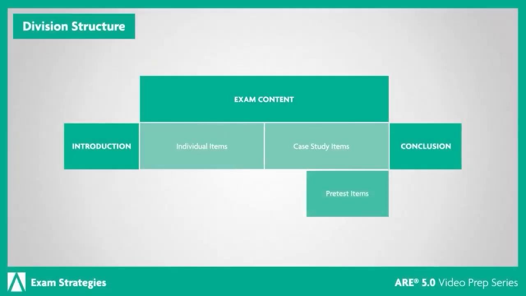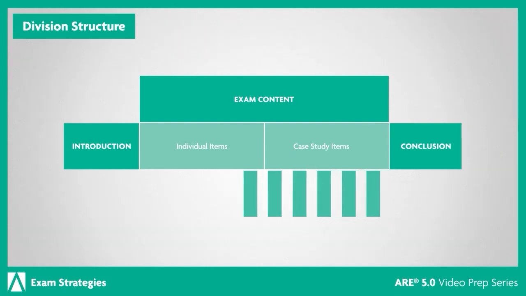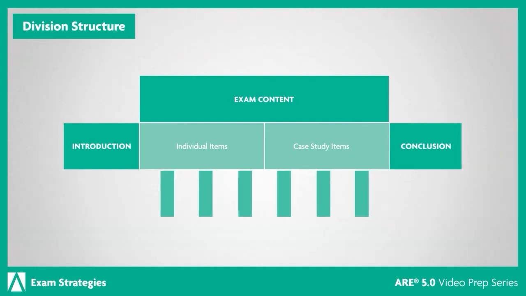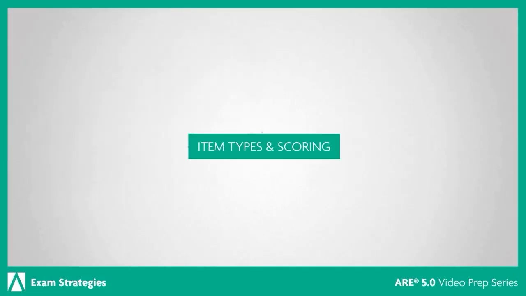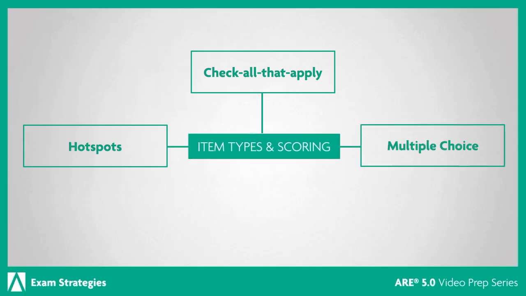Pretest items are included on all divisions so NCARB can collect statistics and determine if they should be used in the future. They are distributed randomly throughout the exam, but are unscored and have no impact on your overall results. You will have no way of knowing which items are pretest items, so approach all items as if they will affect your score. You'll see all 3 ARE 5.0 items throughout the exam. All scored items are worth 1 point each, including each case study item.